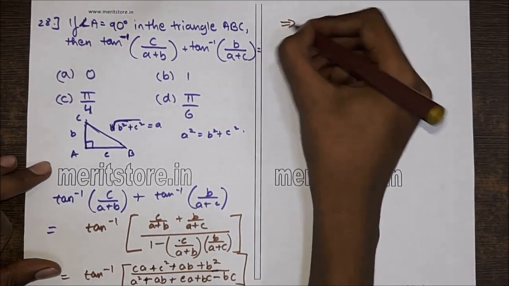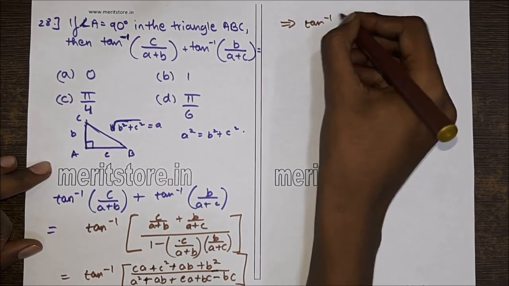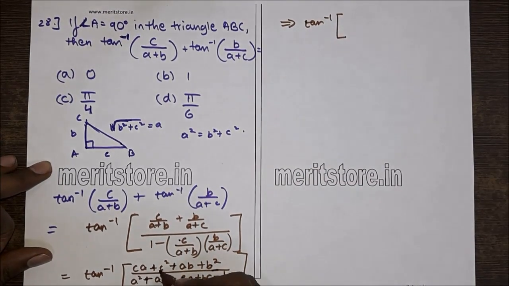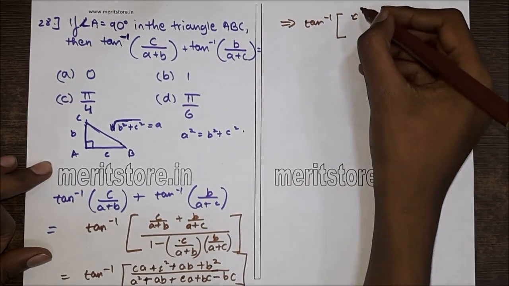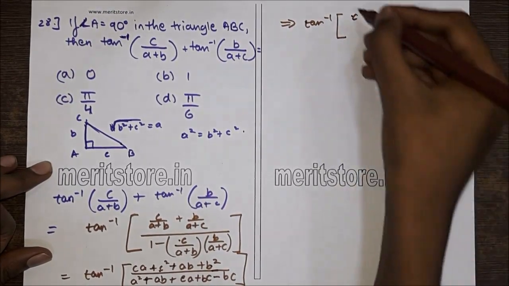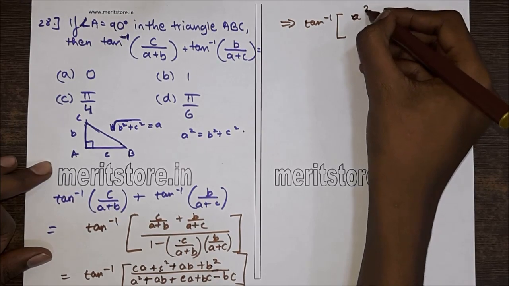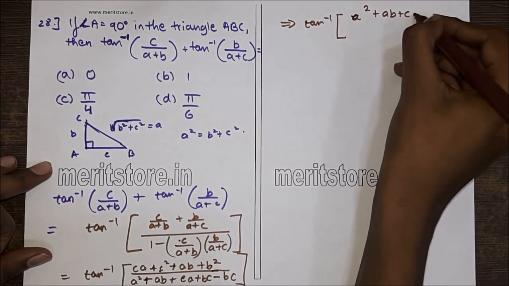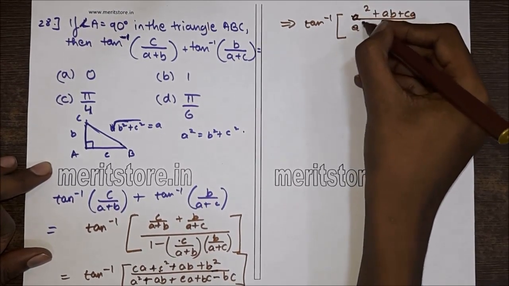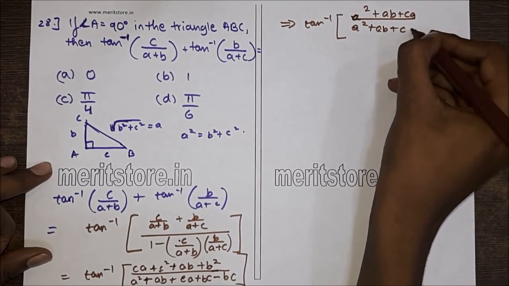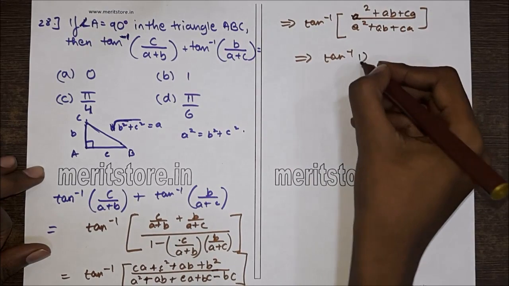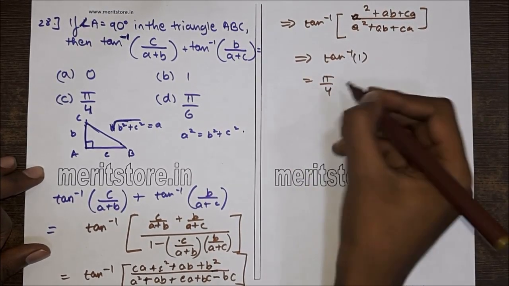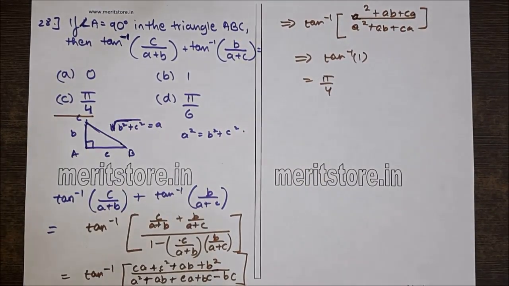So this can be simplified as tan inverse of, now B square plus C square is A square. So we substitute this, we get A square plus AB plus CA upon A square plus AB plus CA. That is equal to tan inverse of 1, which is pi by 4, which is option C.